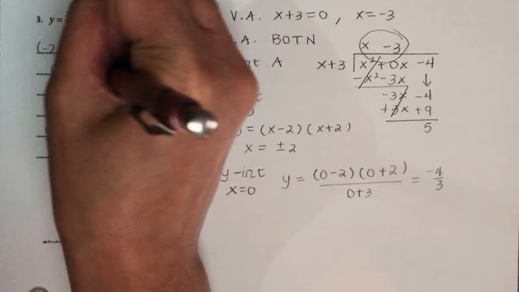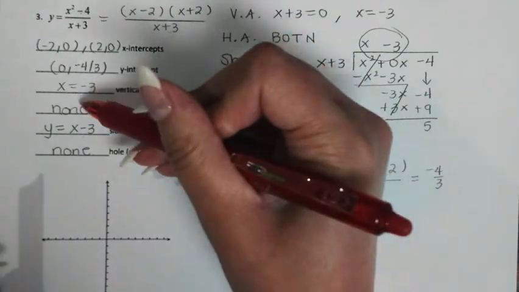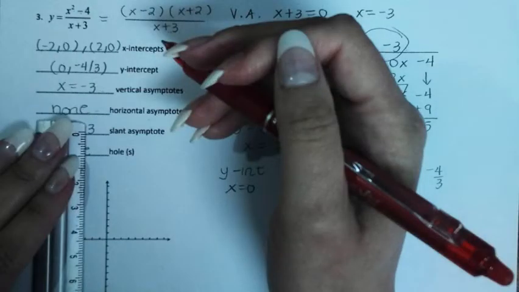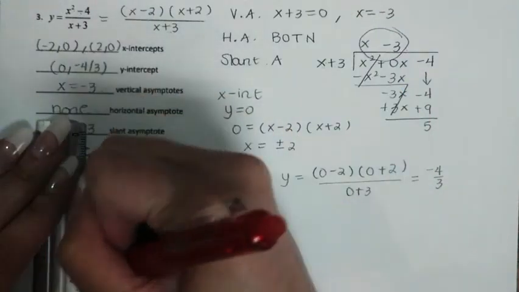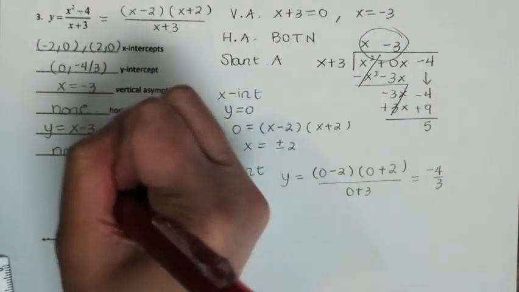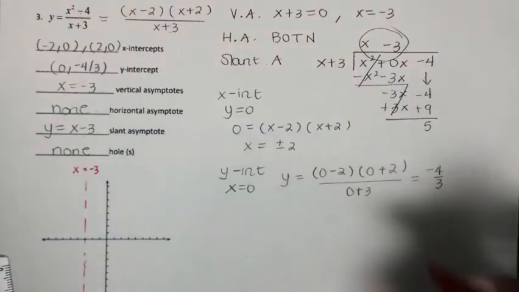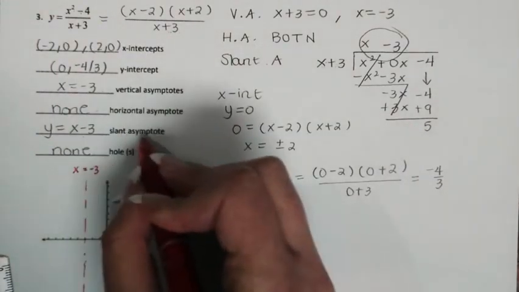So we have all our information. Let's graph our asymptotes. You have that x is equal to negative 3, so that's going to be your vertical asymptote. So let's do it here. X equals negative 3.